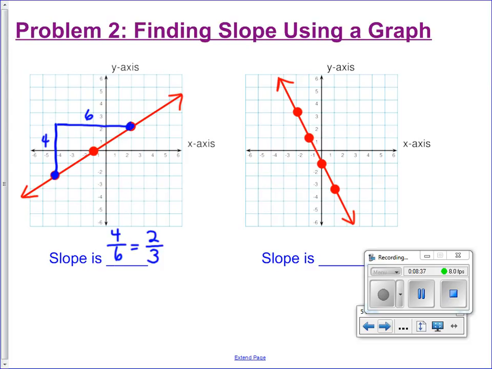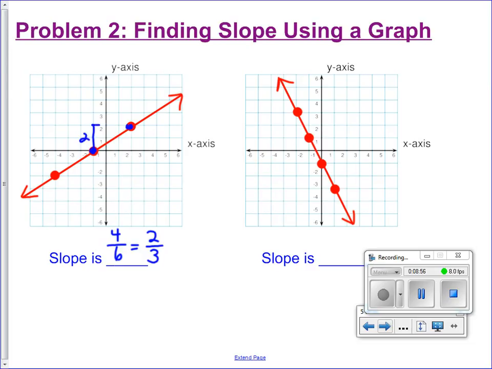Now, I want you to note that if I picked this point and this point, and I can go either direction, my rise is up 2.